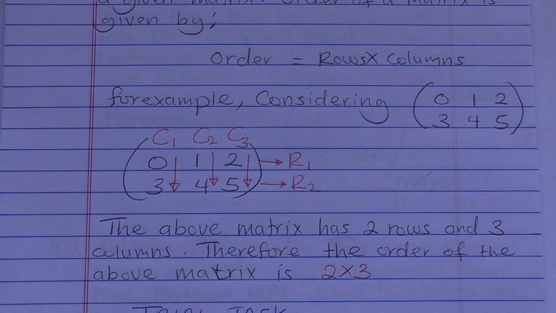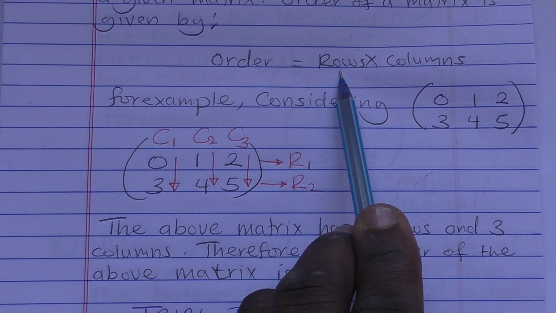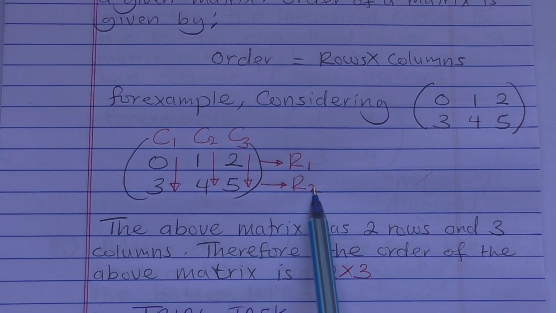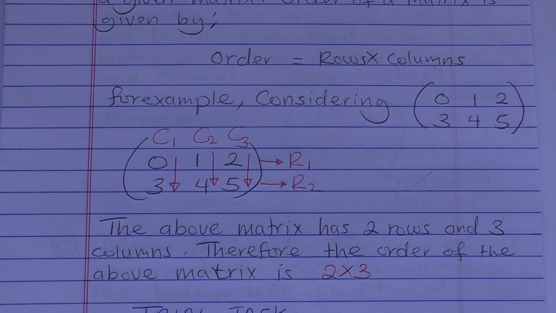So then how shall we write its order? The order is written by writing the number of rows first times the number of columns. Therefore, there are 2 rows, 3 columns. So it will be a 2 by 3 matrix. That is how we get the order of a matrix.